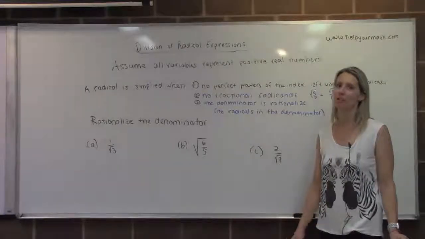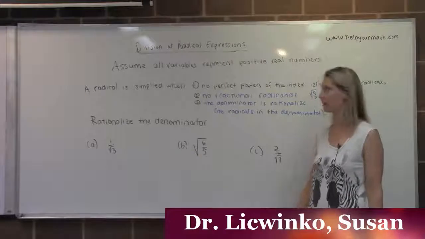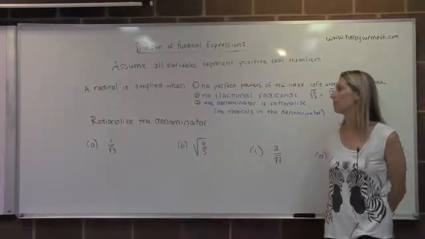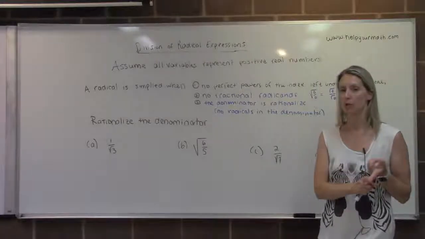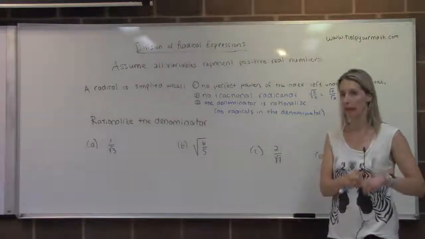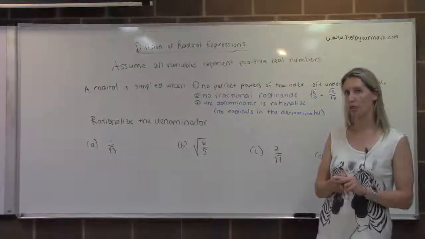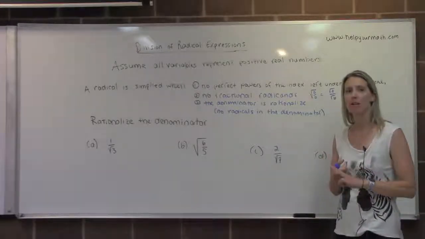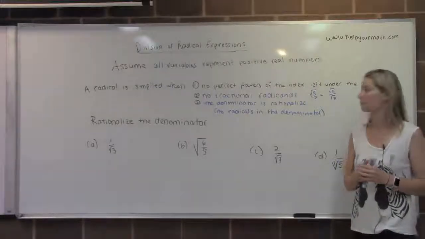In this video, we're going to look at simplifying radical expressions by dividing by rationalizing the denominator. So as mentioned in the previous video, a radical is simplified when it meets these three criteria. 1, there's no perfect powers of the index left under the radical. 2, there's no fractional radicands. And 3, there's no radical in the denominator. We call that rationalizing the denominator.